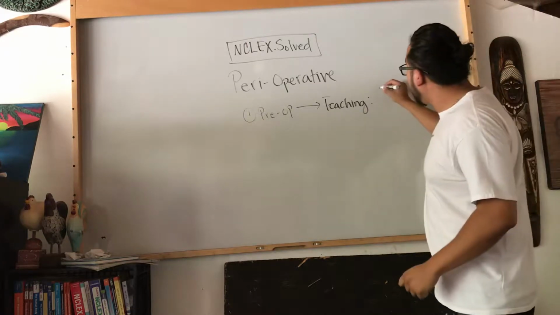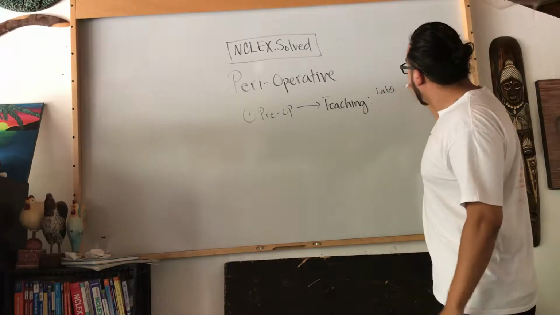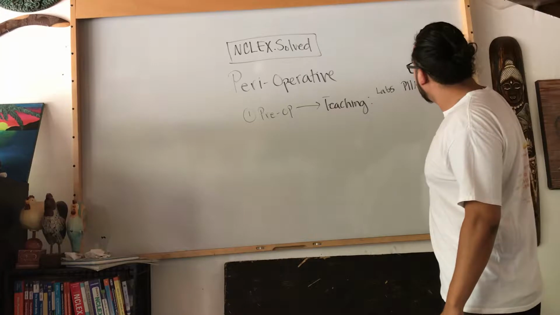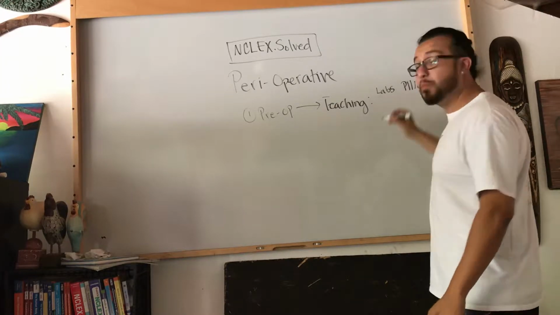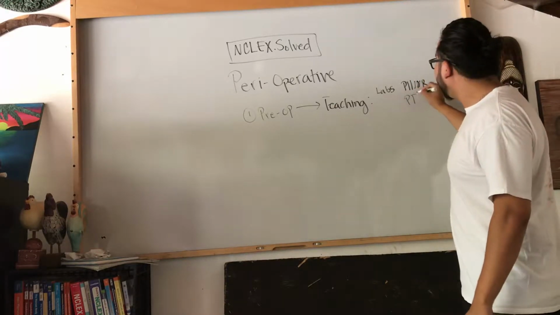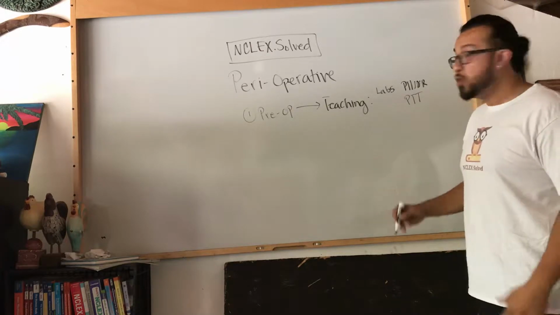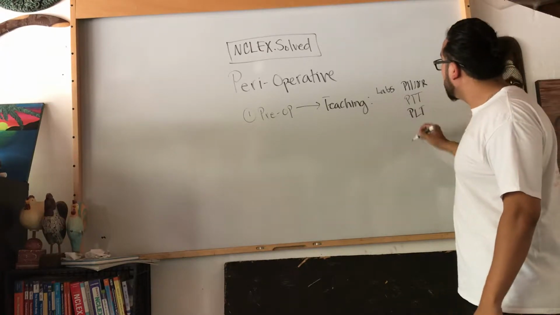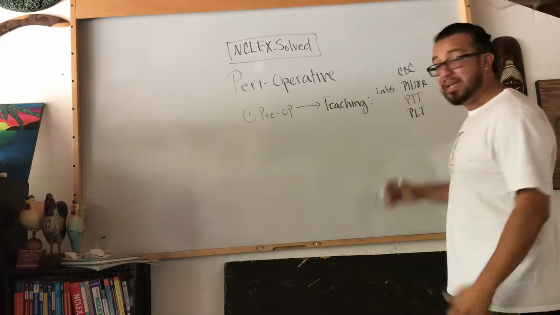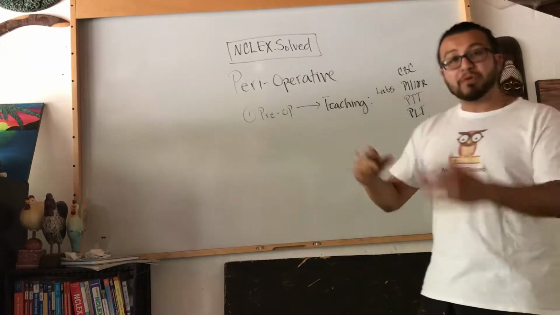So you want to look at labs. You want to look at your PT-INR for Coumadin. You want to look at your PTT for heparin. You want to look at your platelet count. You want to look at your CBC. Is the patient's hemoglobin in normal values?